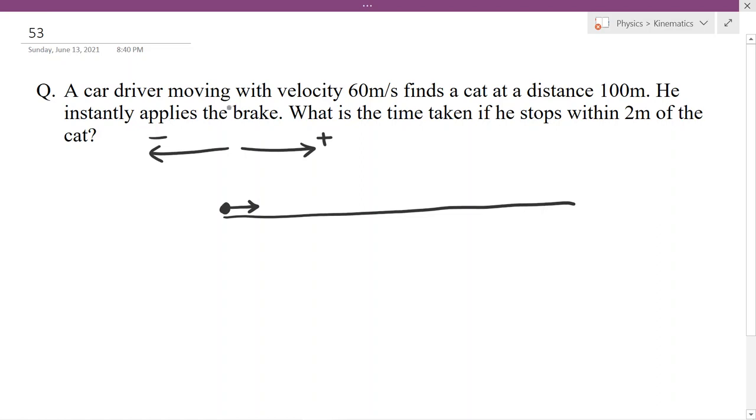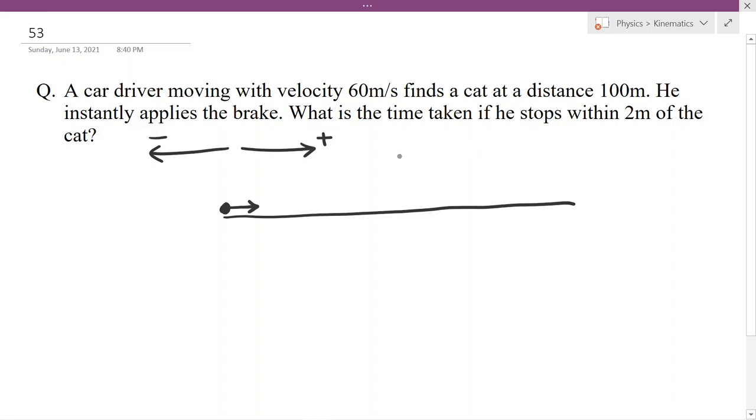Now see, the car driver is applying the brake. That means this car is going to stop, and to stop it we have to reduce its velocity continuously, and at a certain instant it will be zero. So this motion is a decelerated motion or a retardation motion. So now the acceleration must be in the opposite direction of the movement of the car, that is in the negative direction.